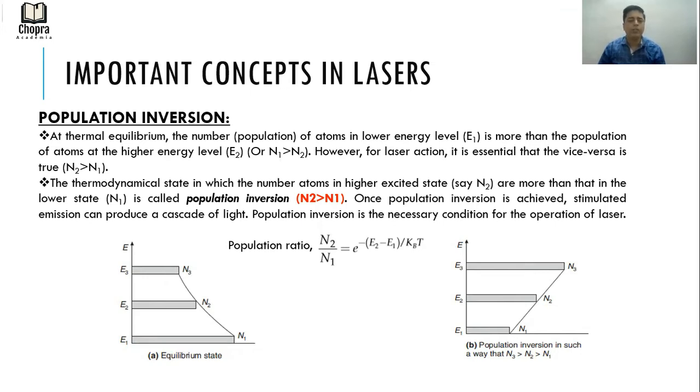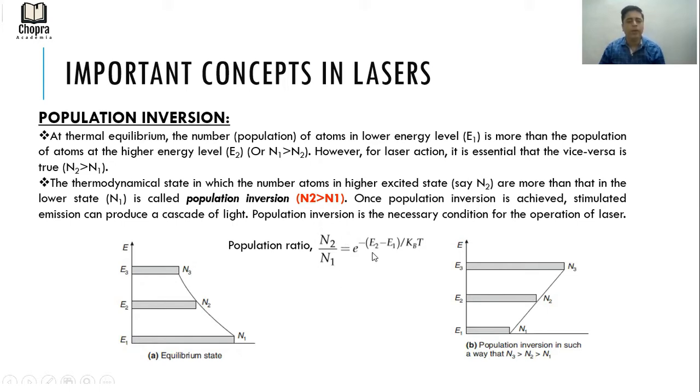So you see, this is the condition we need. N2 should be far greater than N1, N3 should be far greater than N2, and so on. Now another term you have to remember, as we did in the derivation of the Einstein coefficients relationship, is the population ratio, denoted by N2 by N1, which is equal to e to the power minus (E2 minus E1) by KT. Now E2 minus E1 is your energy level spacing, so that is h nu.